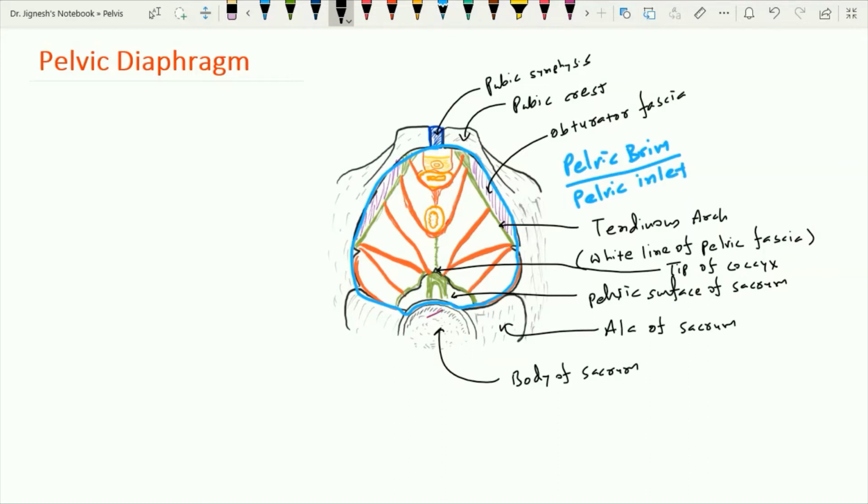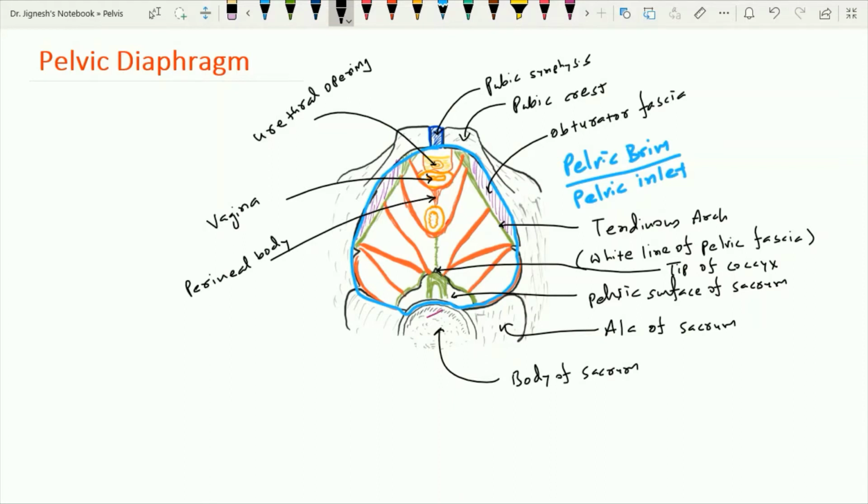Within the pelvic cavity, we can see this is the urethral opening. Just behind the urethral opening in case of female, this is the vagina, and just behind it we find this structure. This is the perineal body. Just behind the perineal body we find the anal hiatus, or we can say anal opening. Just behind the anal orifice we find this raphe, and this raphe extends from the anal canal in front to the tip of the coccyx behind, so it is called the anococcygeal raphe. So with this much orientation, let's see the pelvic diaphragm.